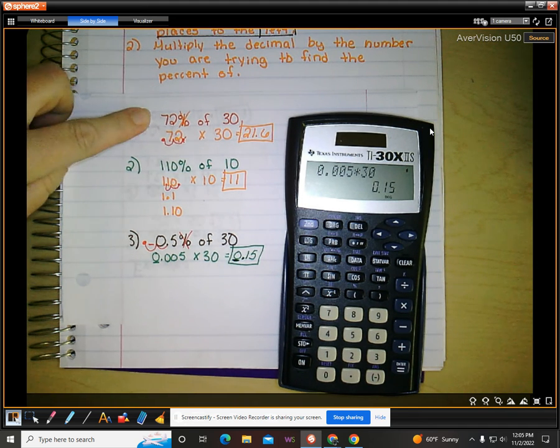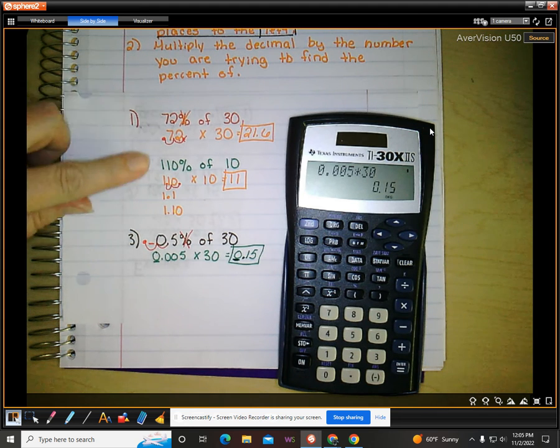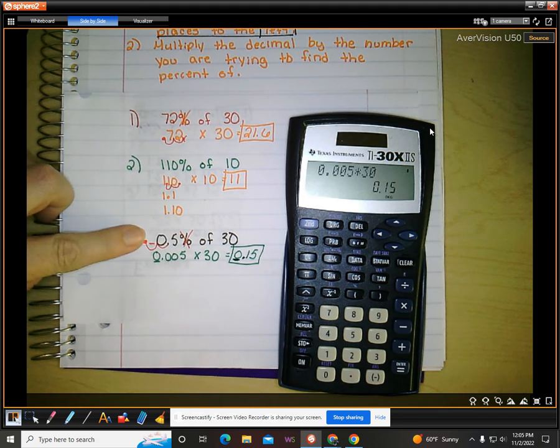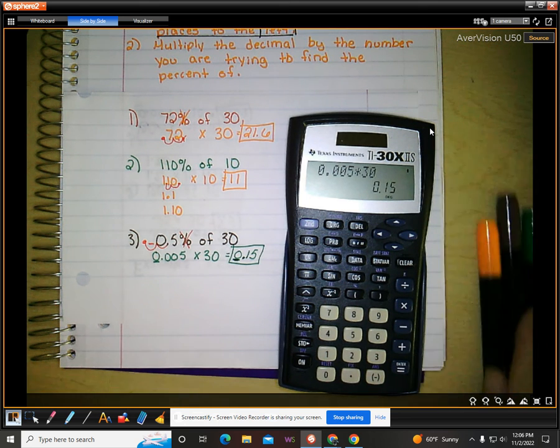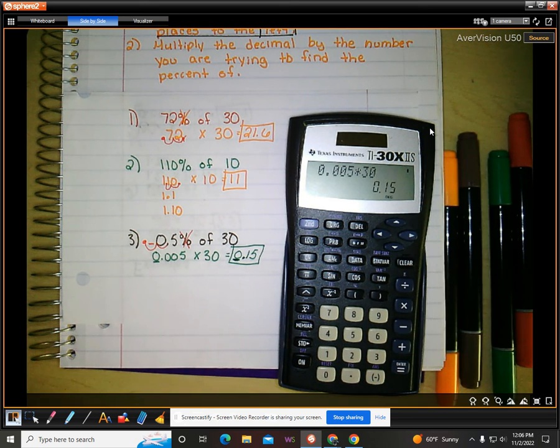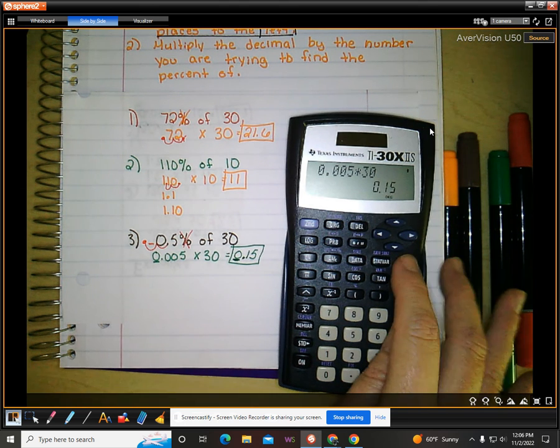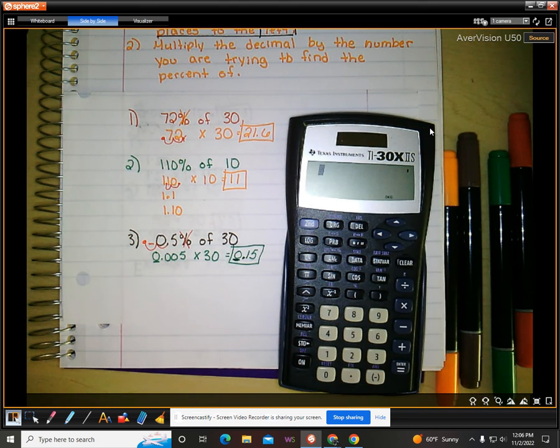So these are 3 different scenarios: a percent between 0 and 100, a percent over 100, and a percent that is less than 1%. No matter what, you have to move the decimal point 2 places to the left before you multiply. Okay? Any questions? And you can use a calculator for these, but like I said, the calculator is only as good as you putting the numbers in. All right? Calculators will give you wrong answers because you put the wrong numbers in.